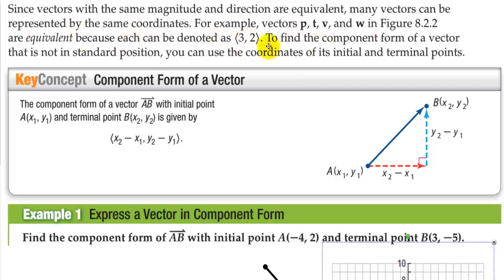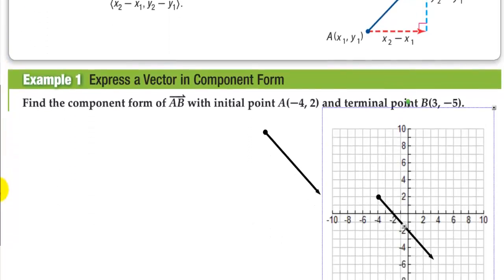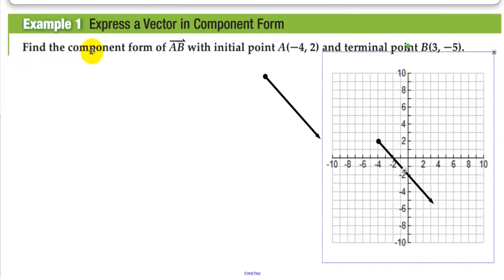To find the component form of a vector that is not in standard position, you can use the coordinates of its initial and terminal points. And to find a vector in component form or in standard position, we just subtract the x's and we subtract the y's, and we always take the second point minus the first point. Here we have example 1. Find the component form of AB with initial point A at (-4, 2) and terminal point at (3, -5).